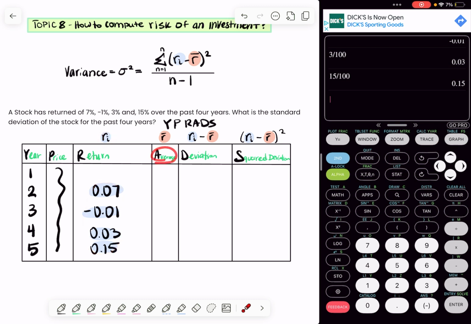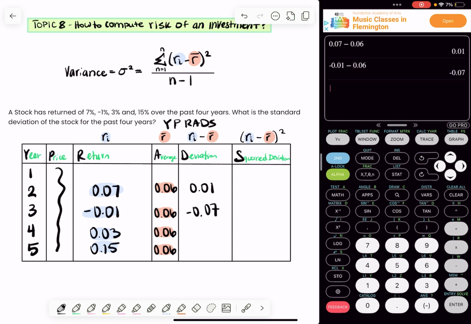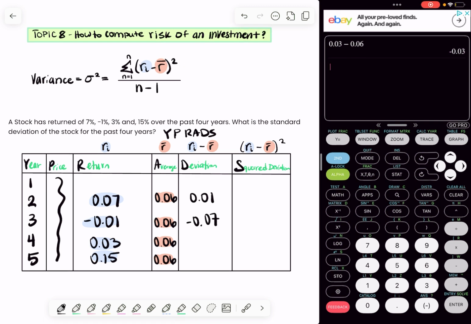Now, what is your average return? Well, that's the average of your returns. So you add them all up and then you divide by however many there are, and there are 4. So your average return ends up being 0.06. And then your deviation is just your return minus the average return. So for this one, that's 0.01. Then here we have negative 0.07. And then here we would get negative 0.03. And then here we would get 0.09. So these are our deviations.